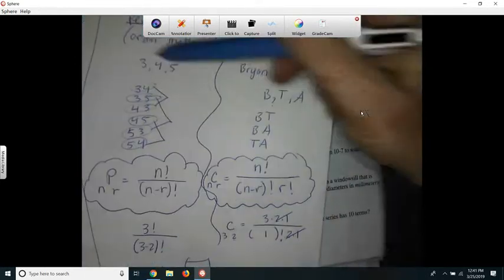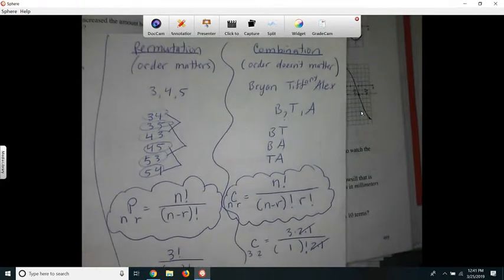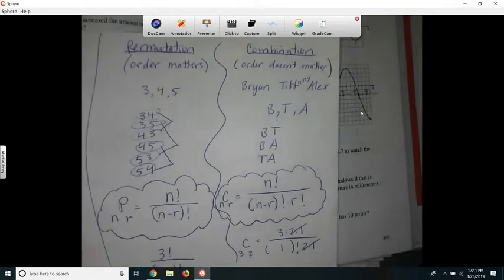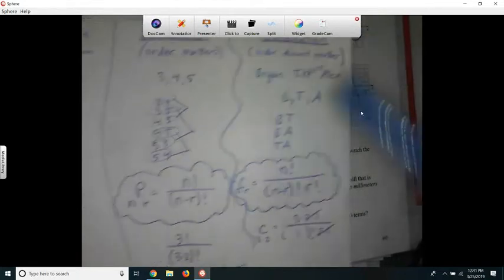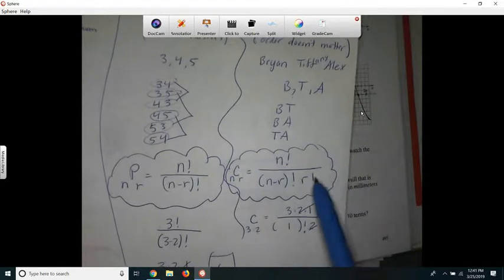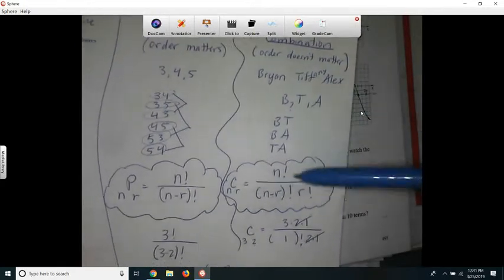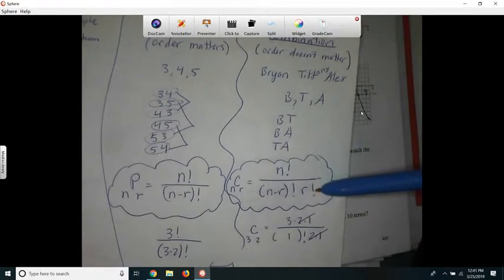Which one do you guys want to use, permutations or combinations? Let's use permutations. Oh. Yeah. Why did you say combinations, Tiffany? Yeah, the order doesn't matter. So there's a little bit of difference between the formulas, remember? This one, you're going to get fewer combinations than you are permutations because of this extra little part here.